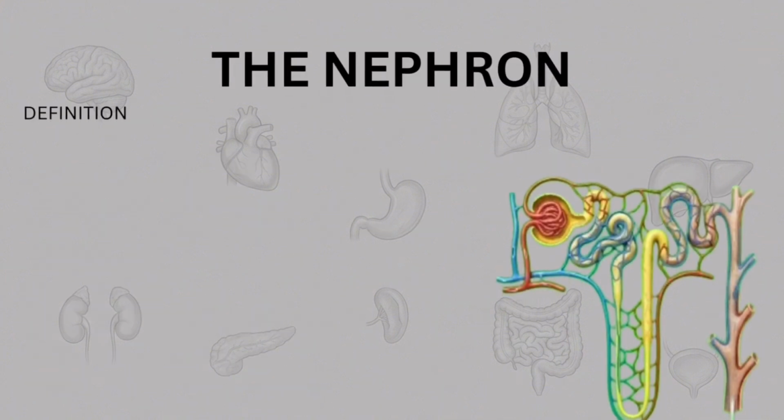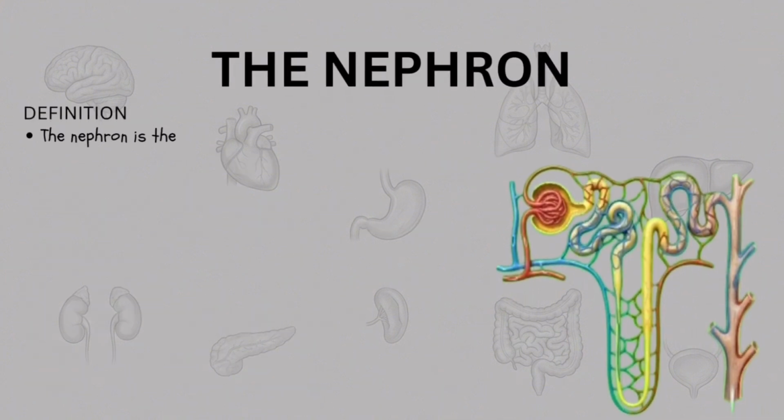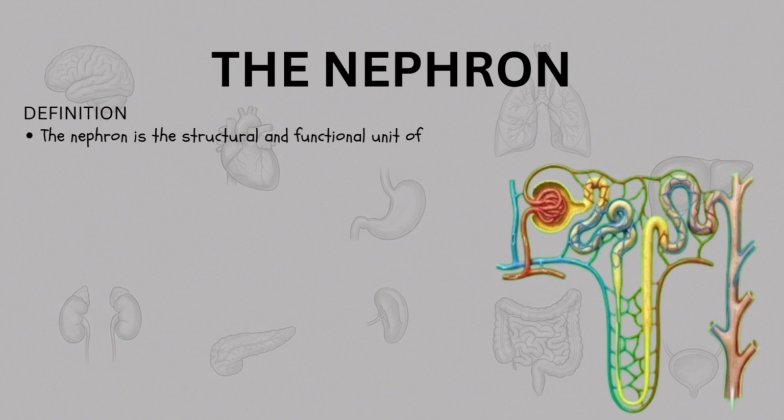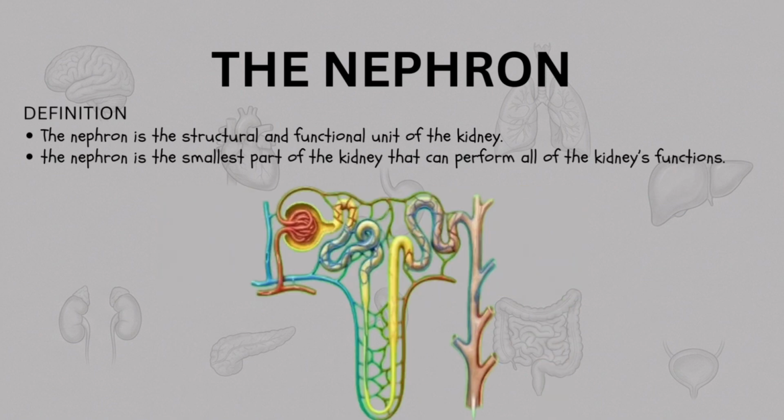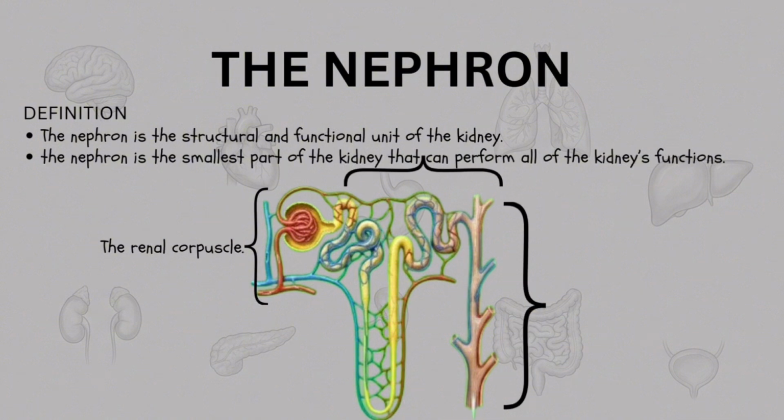What is a nephron? The nephron is the structural and functional unit of the kidney. What does that mean? It means that the nephron is the smallest part of the kidney that can perform all of the kidney's functions. As you can see on your screen, each nephron consists of two major parts. First, the renal corpuscle, and second, the renal tubule. Let's look at each of these in detail.